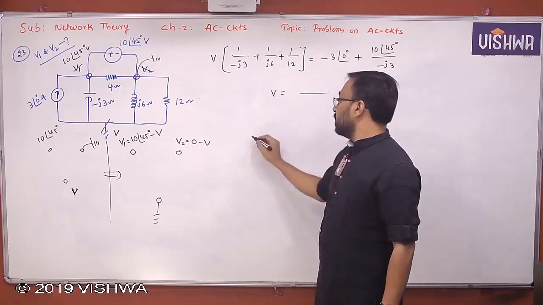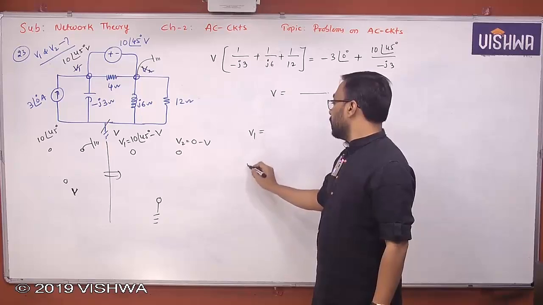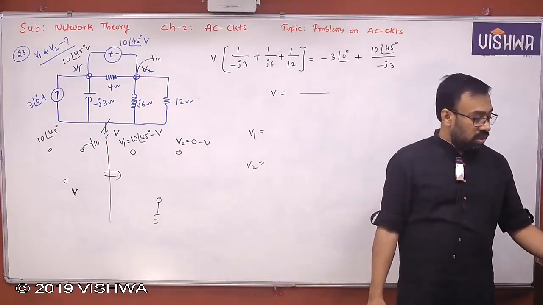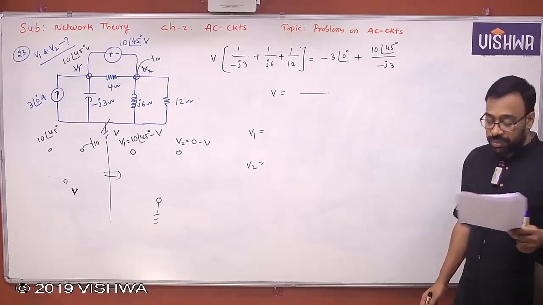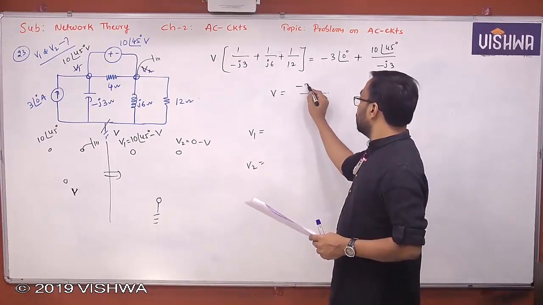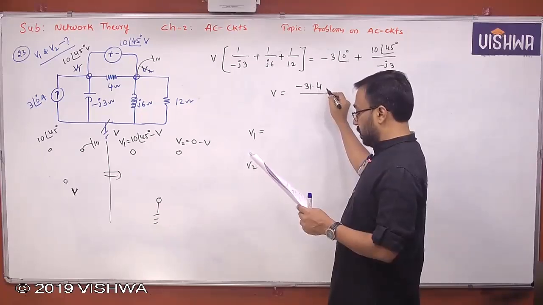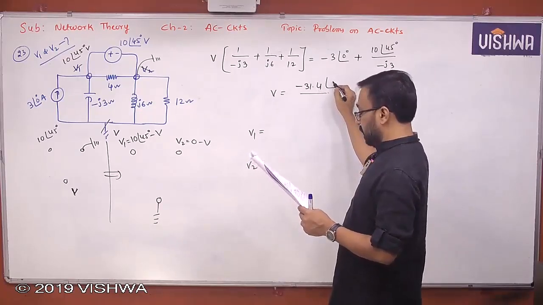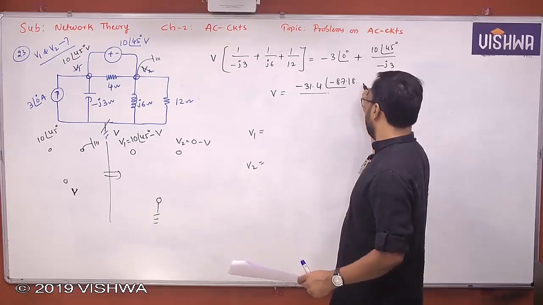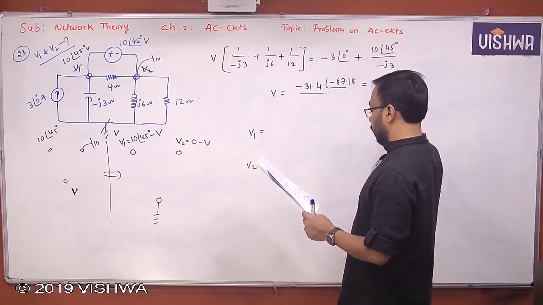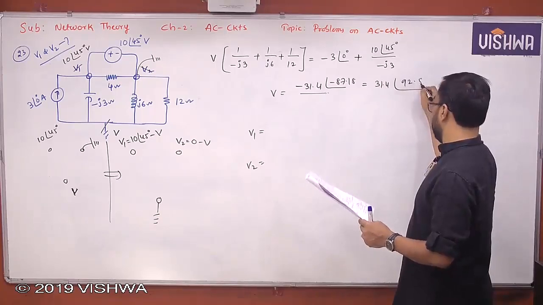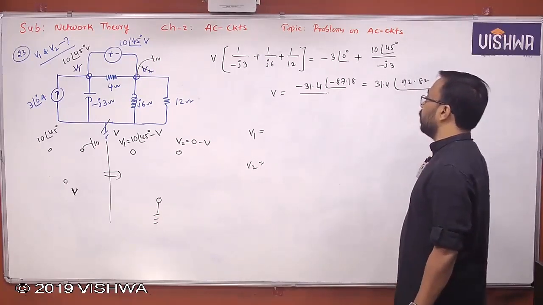Once you get V, then what is V1, what is V2, according to this particular conversion. Yes or no, all of you? So it's very easy to deal with the problem with a single equation. Let me tell you what the V value is here: minus 31.4 at an angle of minus 87.18, or else 31.4 at an angle of 92.82. This is the answer you got for V.